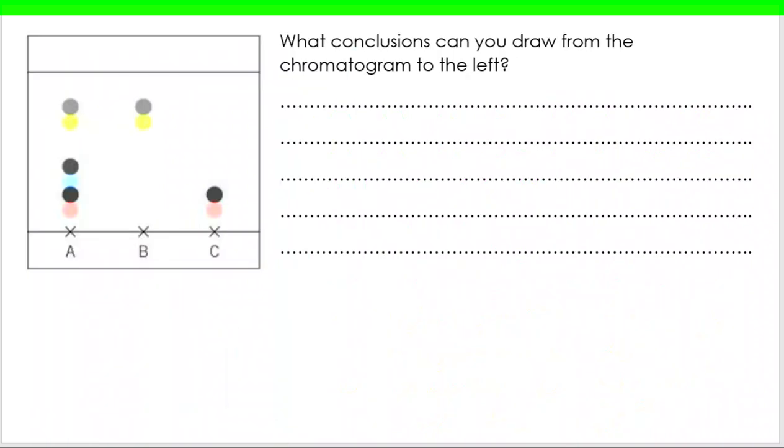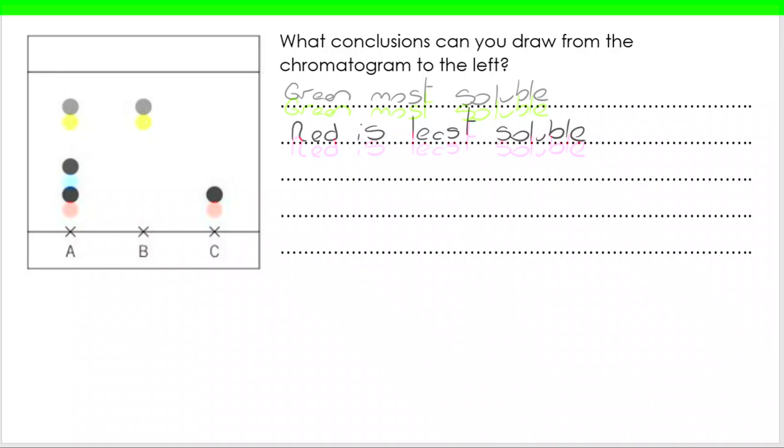And finally, to finish off this video, what conclusions can we draw about this chromatogram? Well, there's lots that we can take. Green is the most soluble for the reasons we've just spoken about, because the green dye travelled much further up the paper and has a higher RF value. By that same token, red is the least soluble and blue is obviously in between.